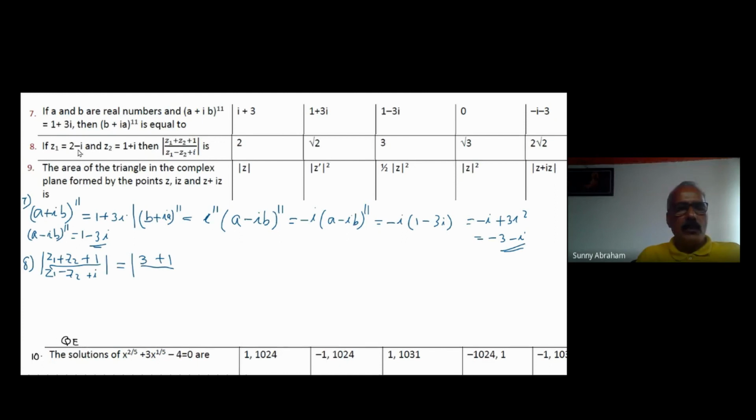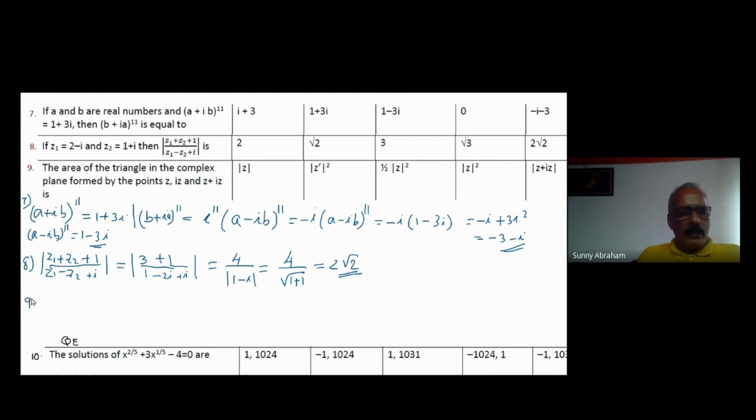z1 − z2 is (2 − ι) − (1 + ι). That is 1 − 2ι, plus ι. Okay, that is modulus of 4 divided by modulus of (1 − ι). That is 4 divided by root over (1 + 1). So this is equal to 2√2. That is the answer: 4 by √2 is 2√2. That is the 8th question.